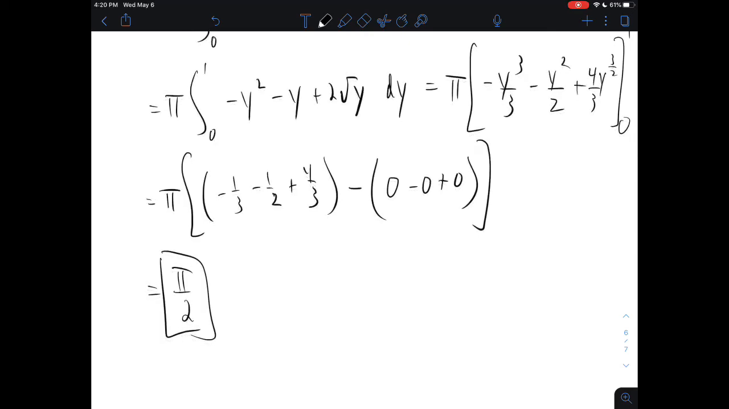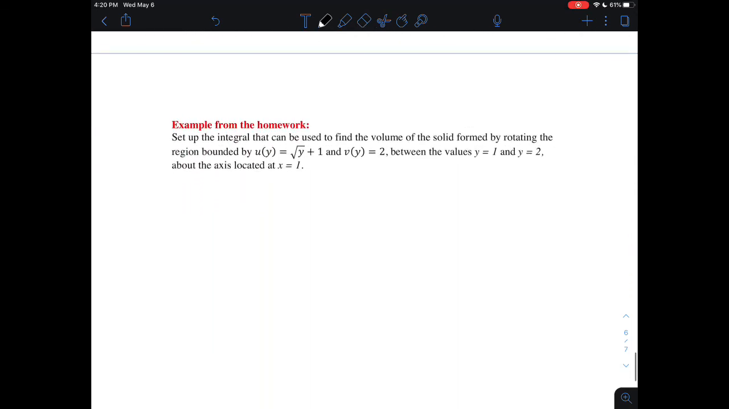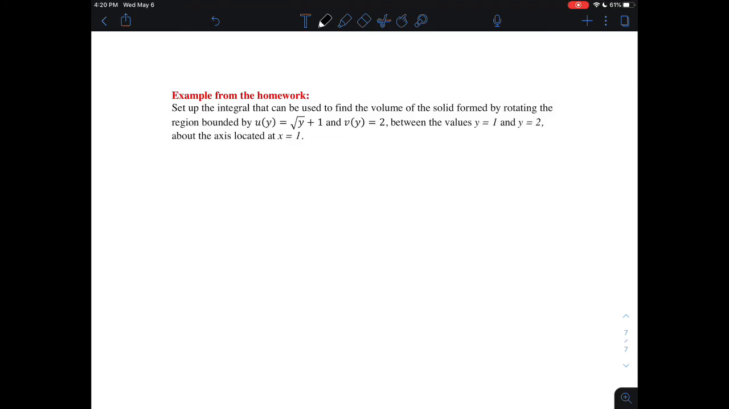This change in perspective is definitely something that you need to practice to get used to. So let's look at one more example that I've also taken from the homework that is also going to use this concept of integrating with respect to y, so with a vertical axis of rotation. And on this one, we're just going to set up the integral.